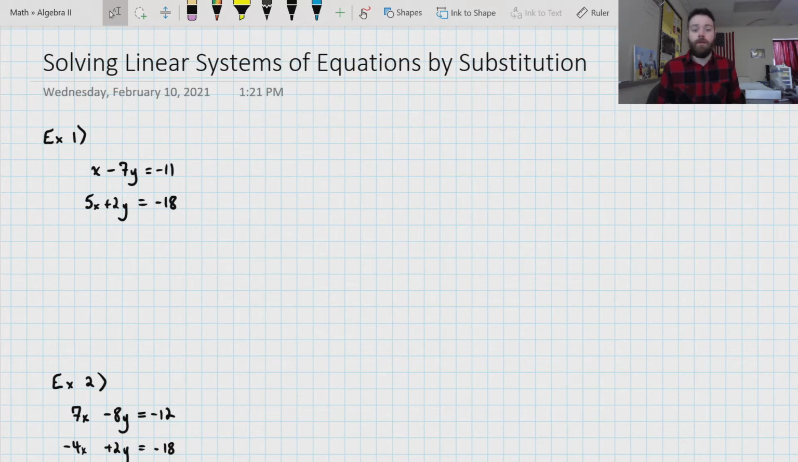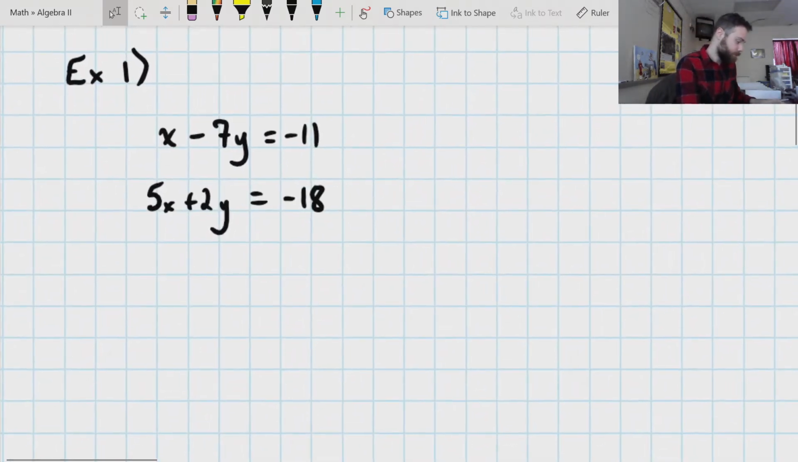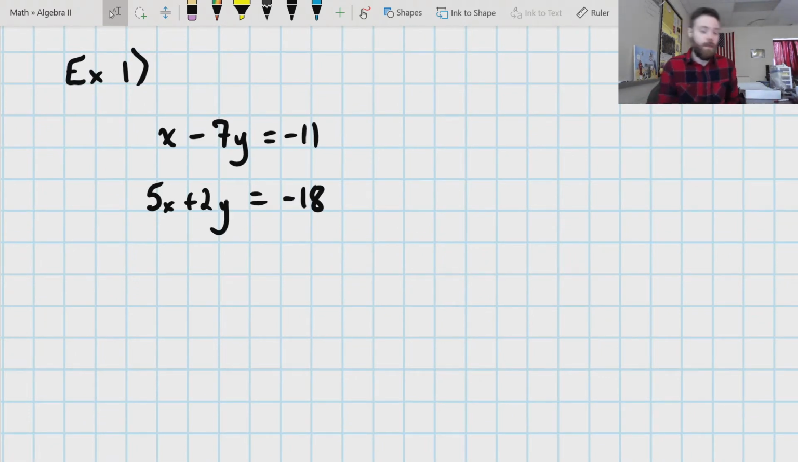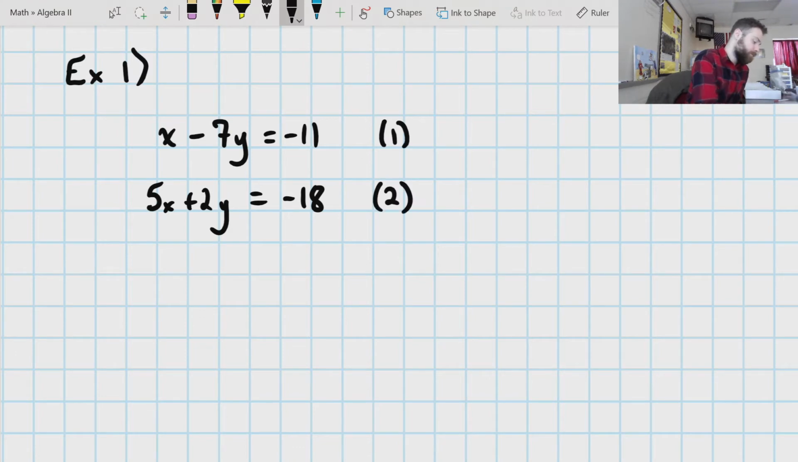Okay, so we're going to start with example 1. So we've got 2 equations. I'm going to start with the easiest equation here, in my opinion, which is the first one. You can easily solve for x by getting rid of that negative 7y and adding it to the other side of that equation.